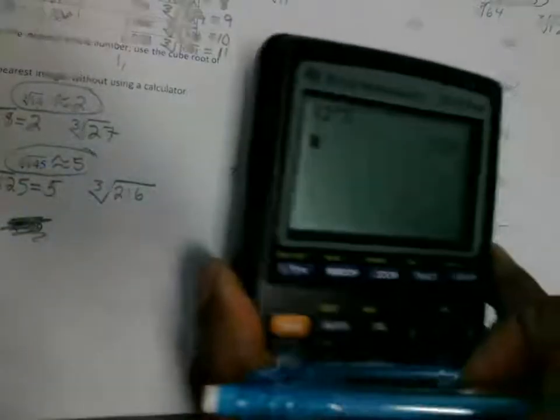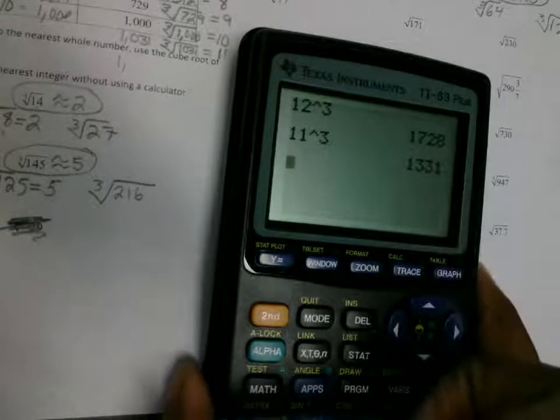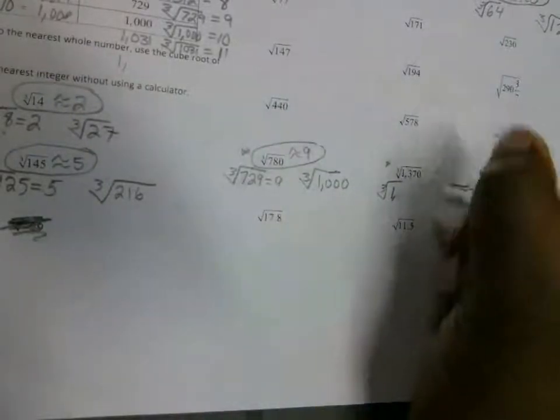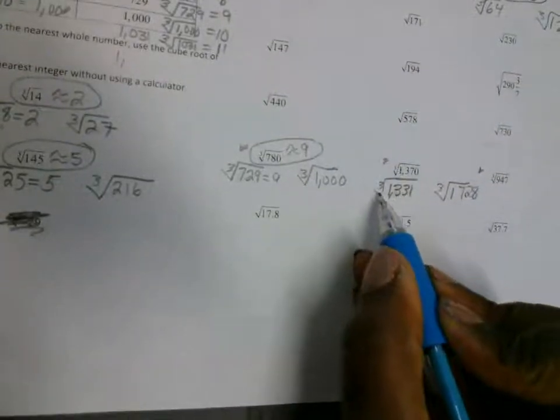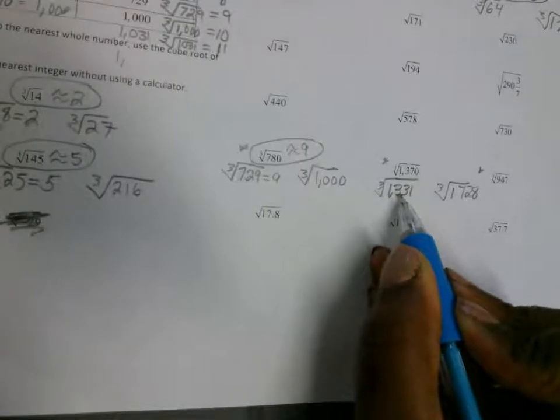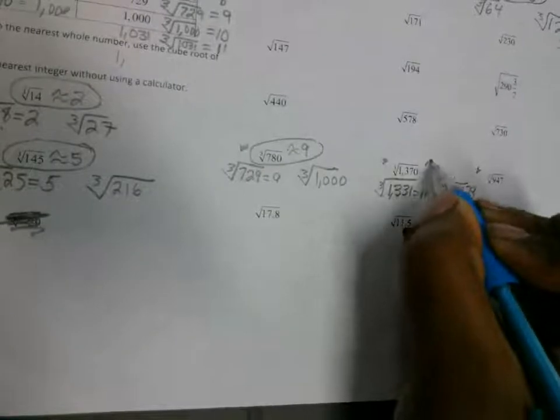Okay, let's do it, y'all. 11, caret key 3. 1,331. Okay. So it's closest to this one. What's the cube root of 1,331? 11. It's 11. So we're going to estimate this to about 11.